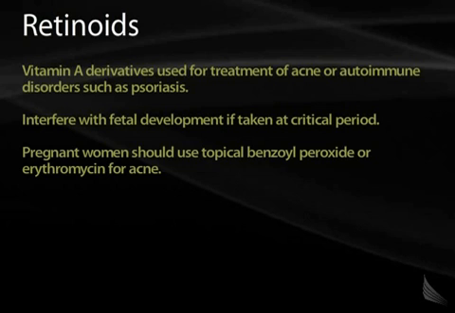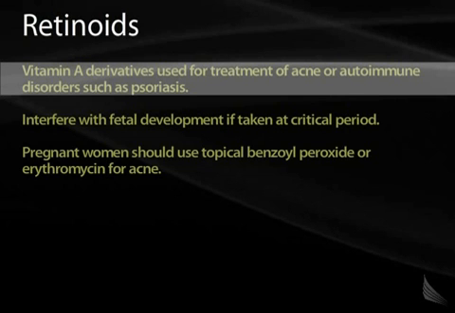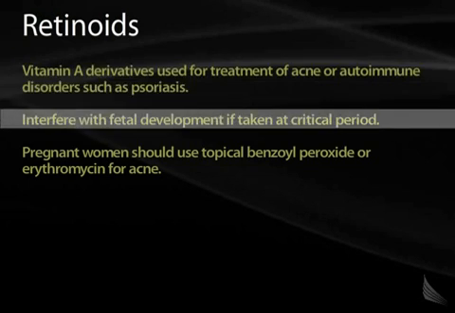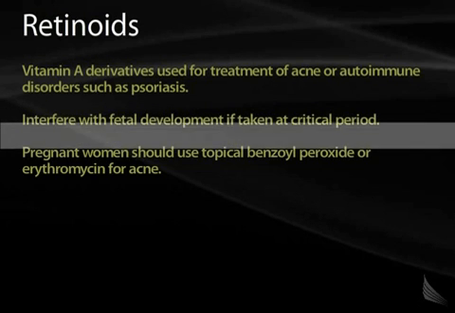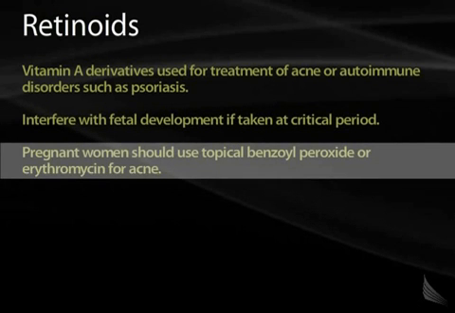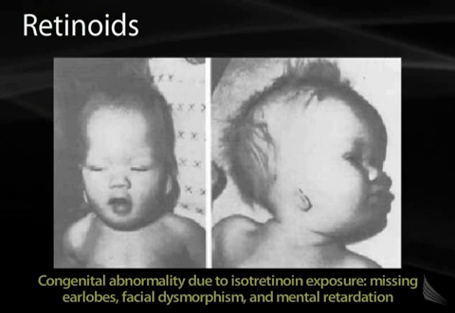Retinoids are other medications that should not be used during pregnancy. They are vitamin A derivatives, and they are used for treatment of disorders such as psoriasis and acne. They are known to interfere with fetal development if taken at the critical period as well. And instead of using this for acne, women should use topical benzoyl peroxide or erythromycin. The classic congenital abnormalities due to isotretinoin or retinoid exposure during pregnancy show a baby with missing earlobes, facial dysmorphism, and mental retardation.